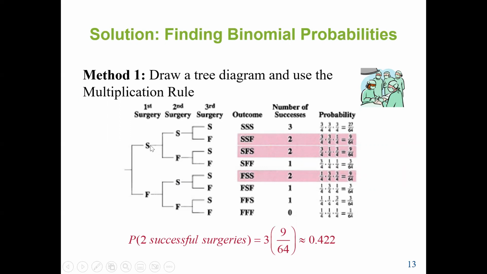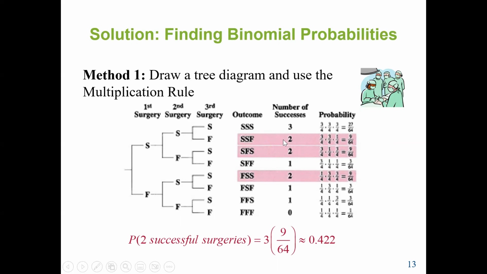Now we lay down the combinations. We can get SSS, SSF by using the tree diagram, SFS, SFF, FSS, FSF, FFS, FFF. And those are the possible outcome combinations. Remember the question said, what's the probability that we may have 2 successes? So look, SS is here, SS is here, SS. We are looking for how many SSs we have. First, we can find the number of successes for each one. It's here 3, 2, 2, 1, 2, 1, 1, 0.